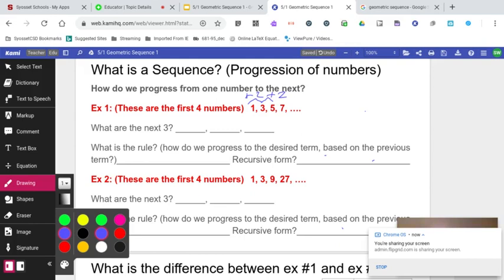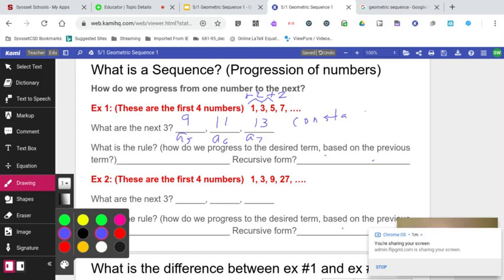To find the next three numbers in the sequence, those were the first four. So if I want to find a sub 5, a sub 6, and a sub 7, I would simply add 2. So I would add 2, I'd get 9. Add 2 to that, I'd get 11. Add 2 to that, I would get 13. So this is an arithmetic sequence. It's got a constant rate of change.